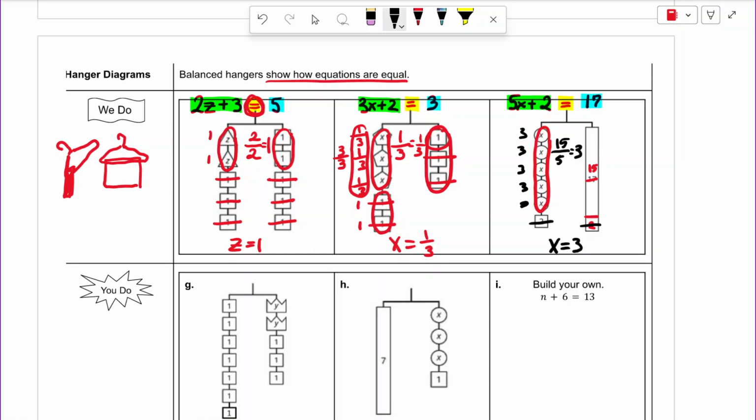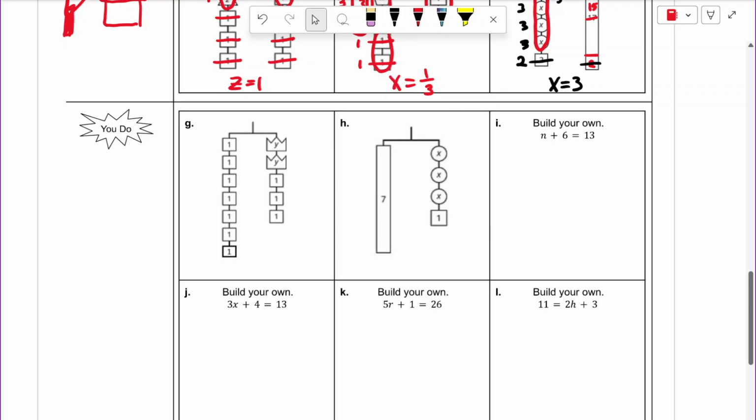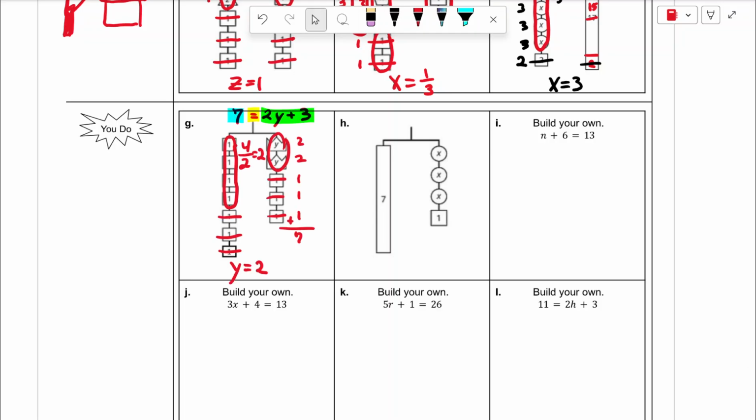3 is all the way down, and the 2 equals 17. So it works out. All right, we've gotten to the spot where you're going to do it on your own. So go ahead and pause the video and try G now. Okay, we're back, and here is a solution for G.